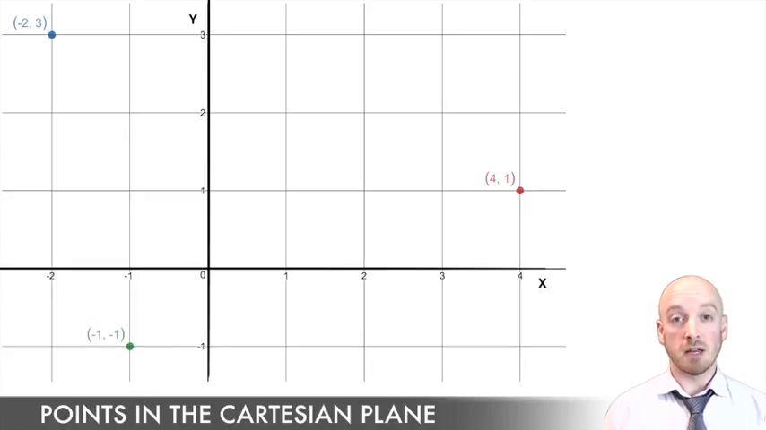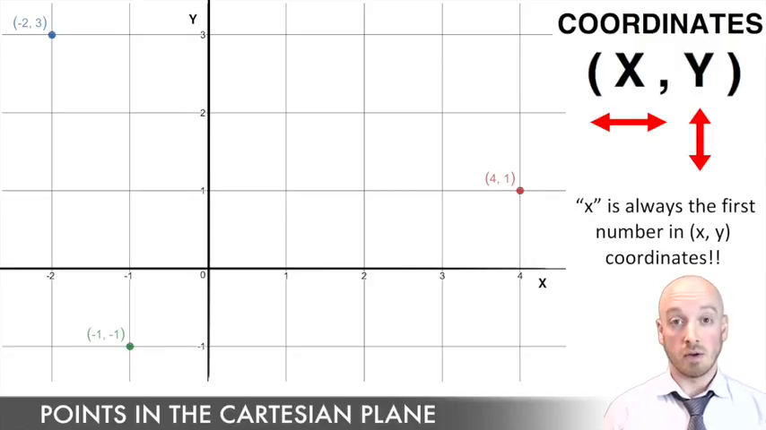Now, the position of any point on the Cartesian plane relative to the origin is described using two numbers. One of them's x, and the other one's called y. And this pair of numbers, when used together, is called a set of coordinates. And coordinates are a description of exactly where a point is located in relation to the origin. The x value tells us how far right or left we have to go from the origin, and the y value tells us how far we have to go up or down.